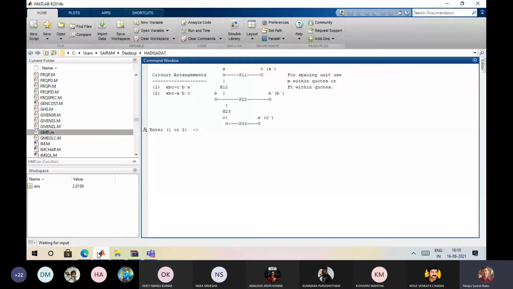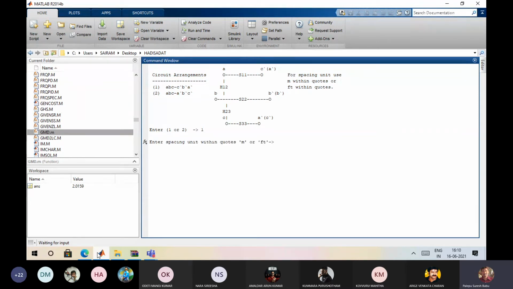So we can select first one, enter 1 or 2. There are two choices. You may consider A dash, B dash, C dash on the right hand side, or C dash, B dash, A dash on the right hand side. We have to select according to our problem.